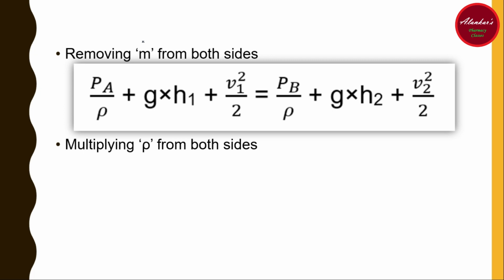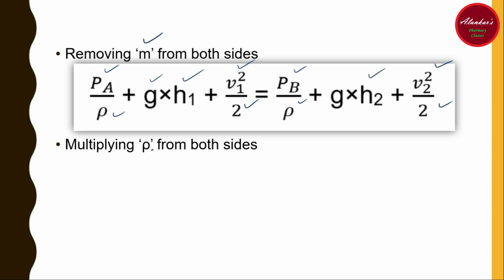And if we remove the m from both sides, we will get this equation, that is PA divided by rho plus G multiplied by H1 plus V1 square divided by 2 equals PB divided by rho plus G multiplied by H2 plus V2 square divided by 2.